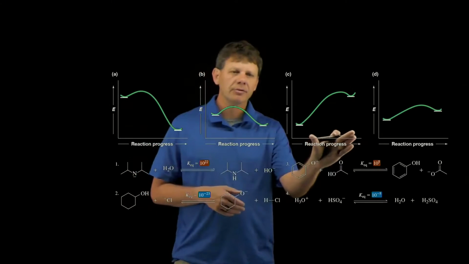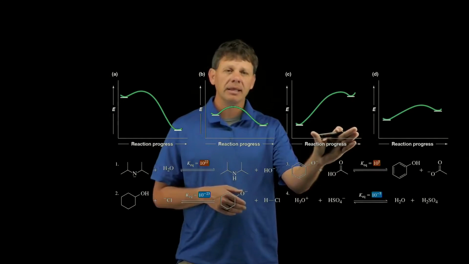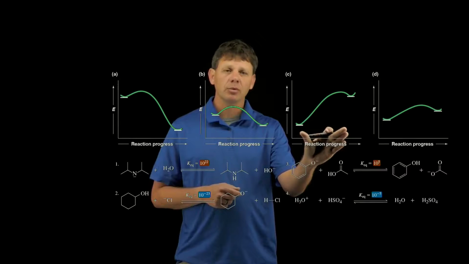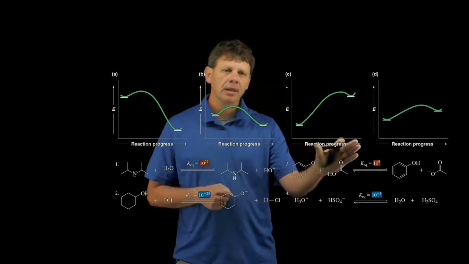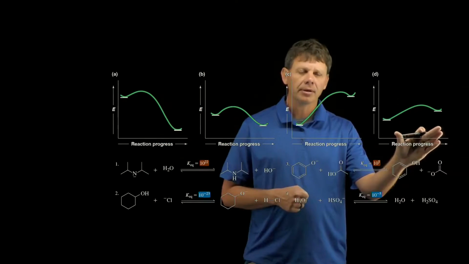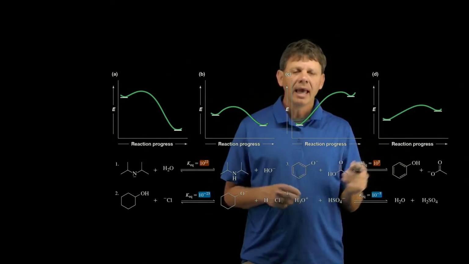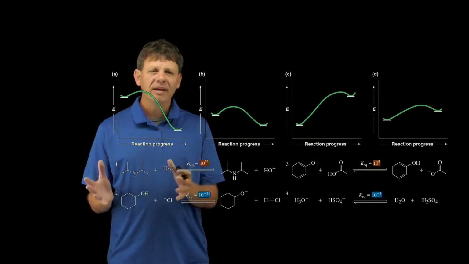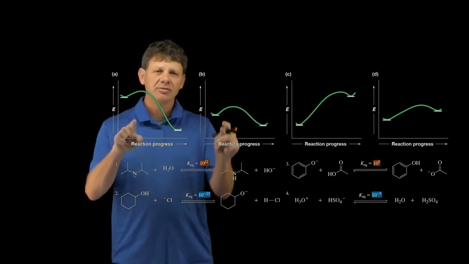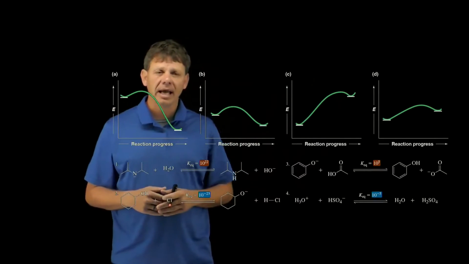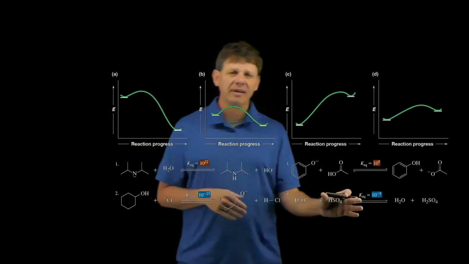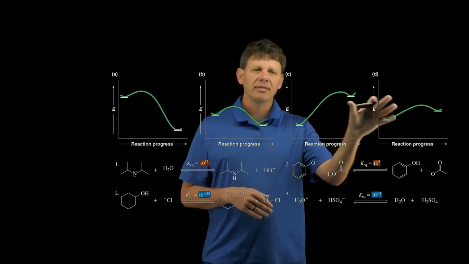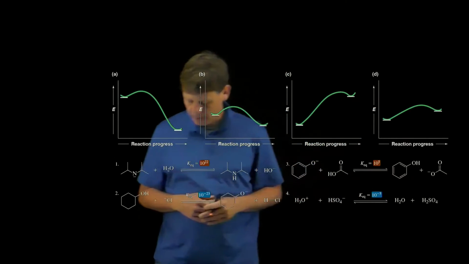This one here is only slightly downhill. This one here is going uphill by quite a bit, meaning that this acid-base reaction would be disfavored. And this one is going uphill only slightly. And so really what we're doing is we're going to match our favored acid-base reactions with the favored reaction coordinate diagrams and the disfavored acid-base reactions with the disfavored reaction coordinate diagrams.